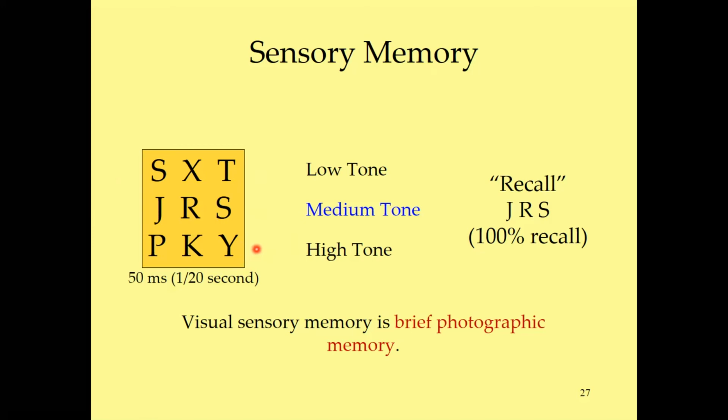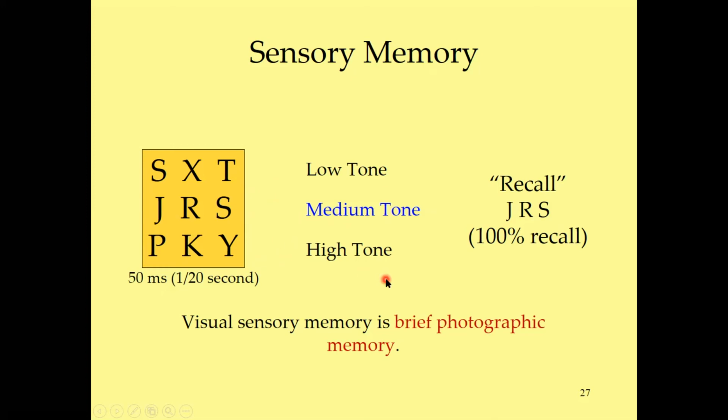Then he would project the letters on the screen again for 50 milliseconds, darken it at the end of the 50 milliseconds, very brief, and then immediately sound one of the tones, indicating which line to remember. When he did that, averaged out, people had 100% perfect recall. They would remember it correctly when cued by which line to remember. It didn't matter whether it was low, high, or medium, they would remember it perfectly.